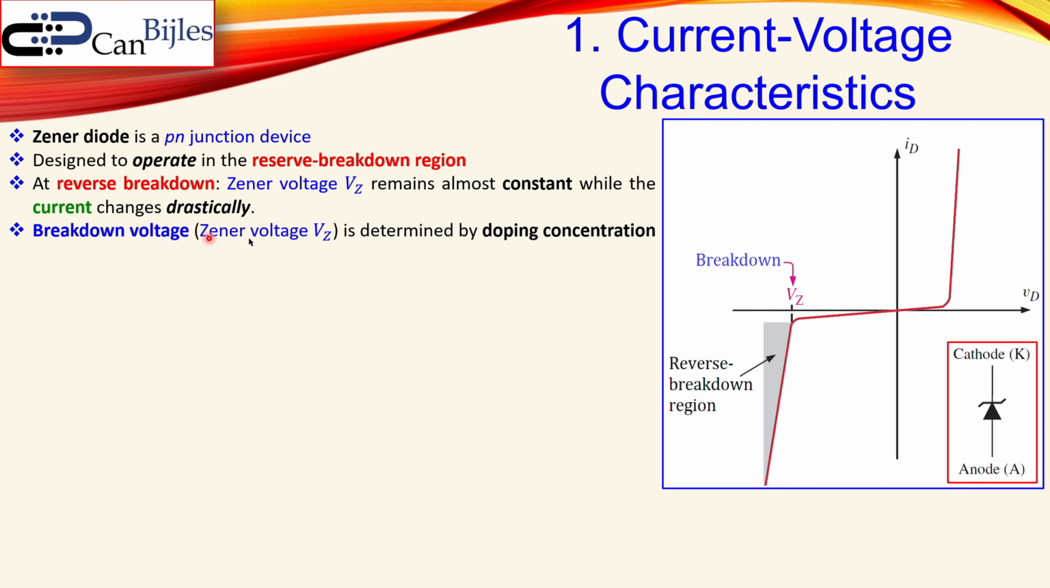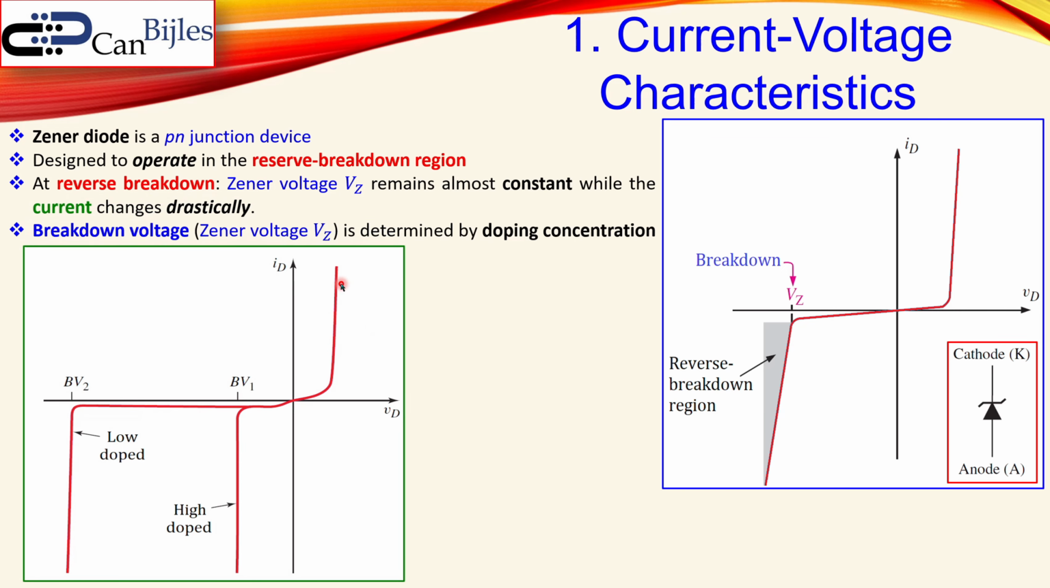Now the breakdown voltage, VZ, is determined by the doping concentration. So if the doping concentration, for example, is low, then you have a high breakdown voltage, because when you look at the breakdown voltage, you look at the doping concentrations. And if you go to a high doping concentration, then the breakdown voltage will be lower. Specifically for the Zener diode, it is most of the time highly doped, much higher than a signal diode, which you use for just rectification.